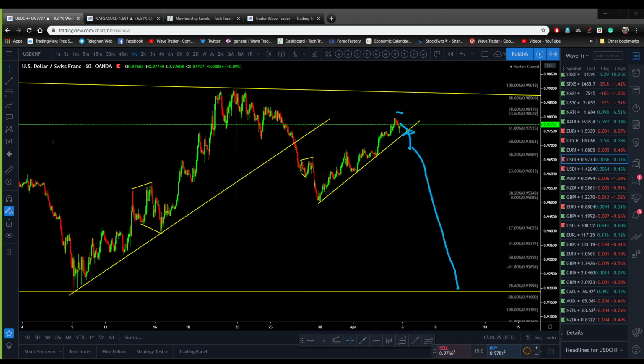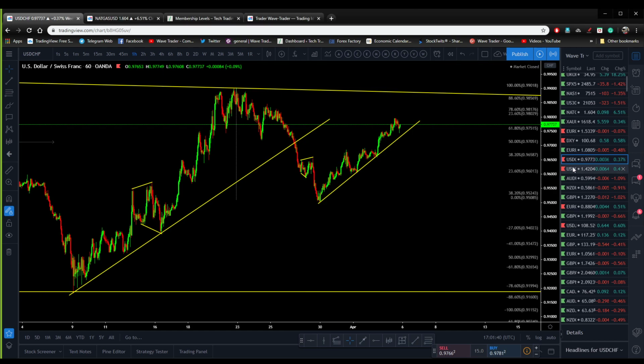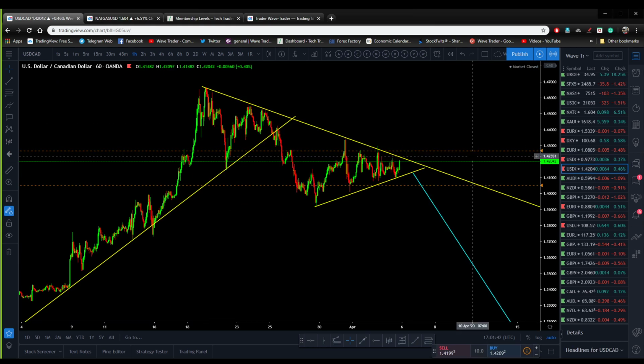If not breaking, pushing higher, same analysis like the euro dollar. Let that retrace 100%, and again look for a breakout from this previous top. So that's the dollar chief chart. Same chart, same analysis on the dollar CAD.